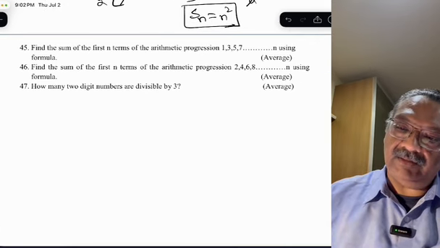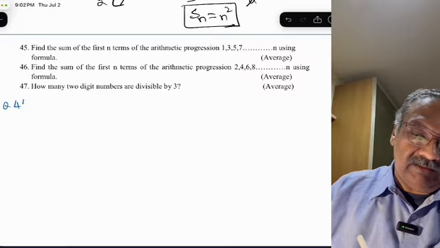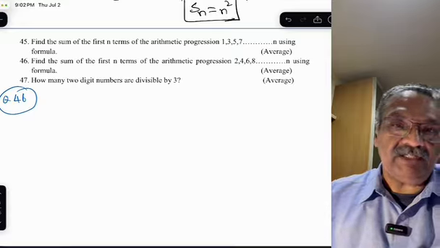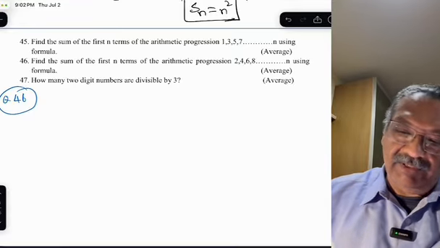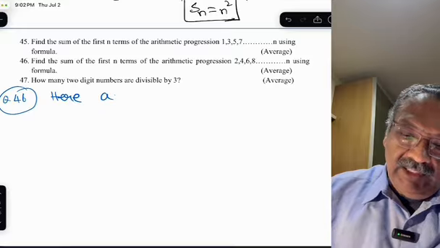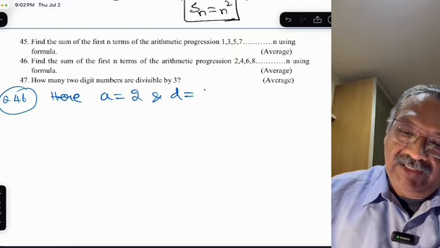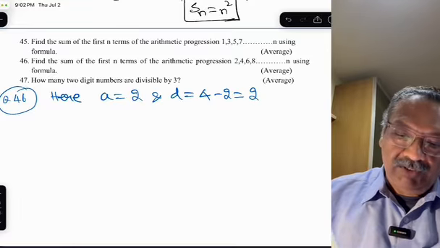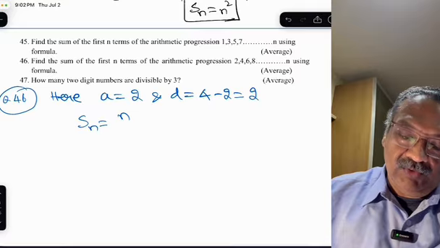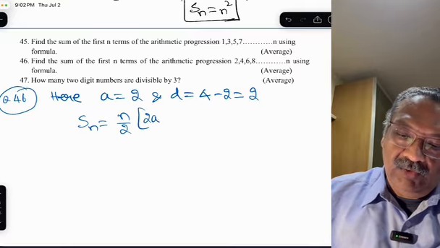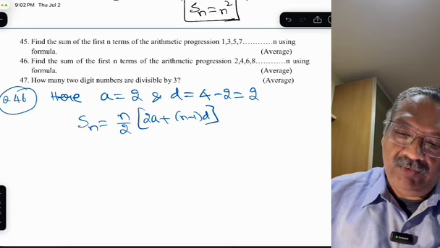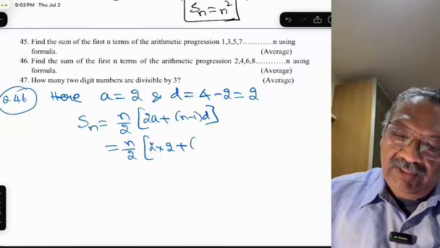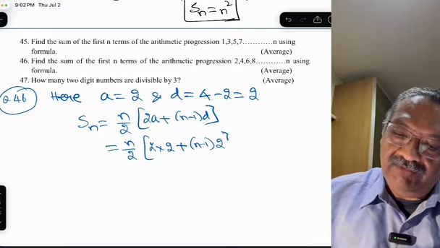Next question number 46. Find the sum of first n terms of the AP using formula. Same just like question number 45. Here the AP is different. So here A is equal to 2 and common difference D is equal to 4 minus 2 is equal to 2. So we want Sn. Sn is equal to, we know, n by 2 into 2A plus n minus 1 into D, or rather n by 2 into 2 into 2 plus n minus 1 into common difference 2.